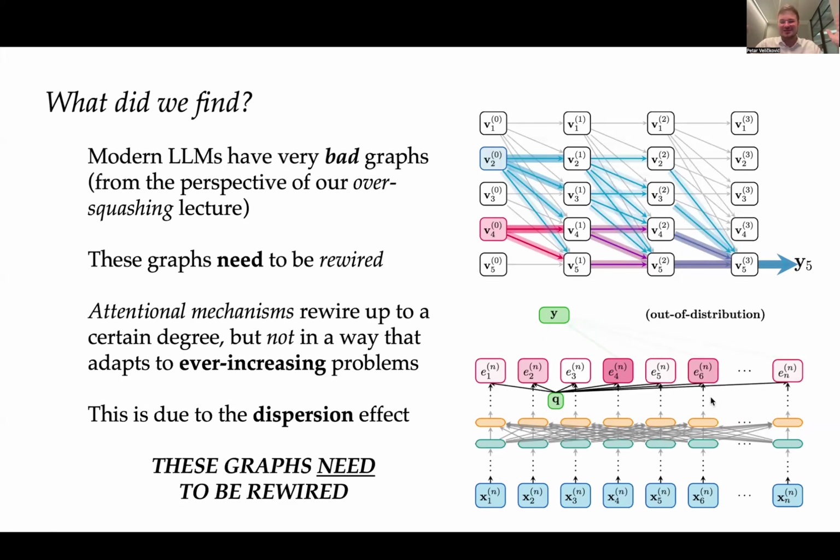We need to rewire these graphs, okay? This is really important if we want to generalize. And who better to do this than people who are GNN experts, right?